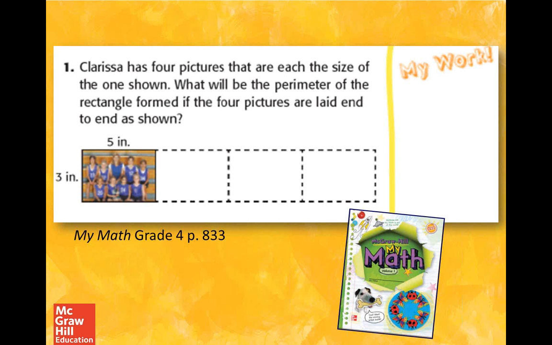Here in grade 4, the question is about Clarissa having 4 pictures that are the size of the one shown, and then what would the perimeter be of the rectangle formed if 4 pictures were laid end to end? Having students talk through and use the My Workspace as a way of helping them to model the process they would use.